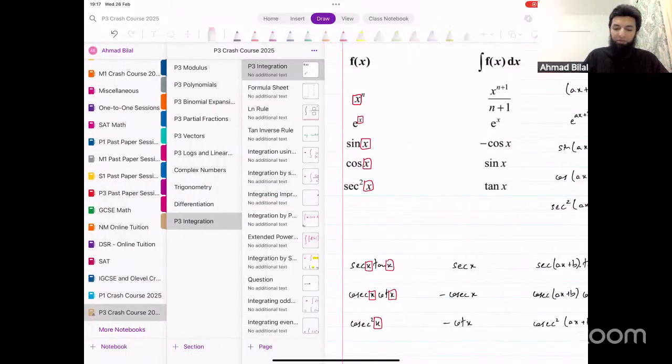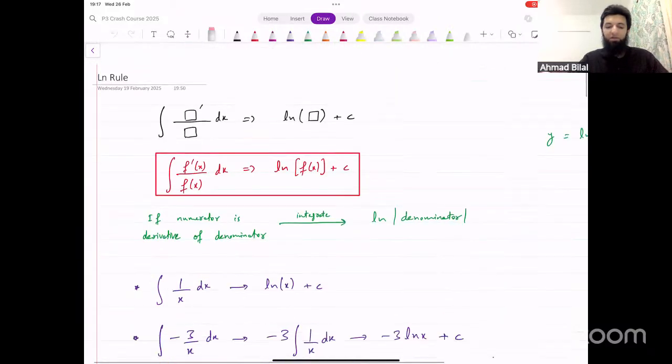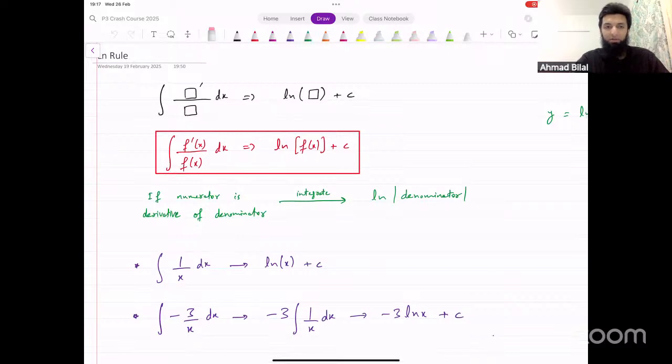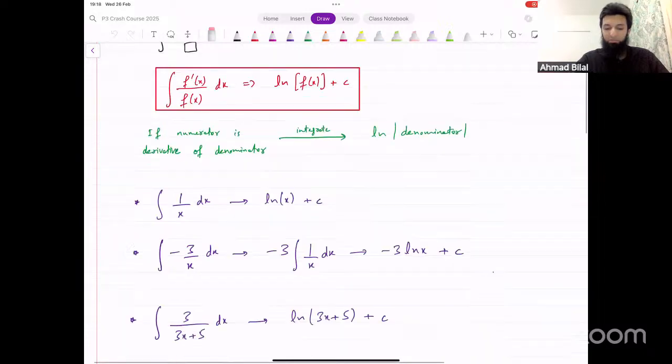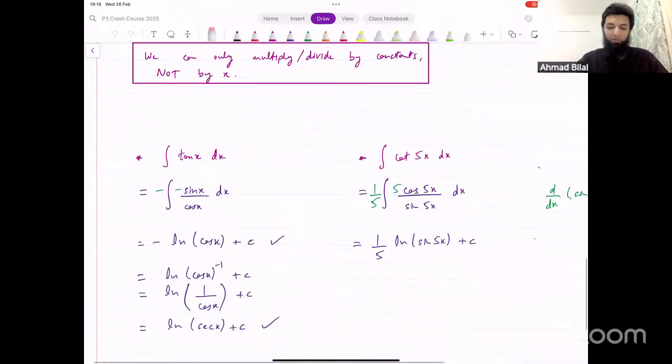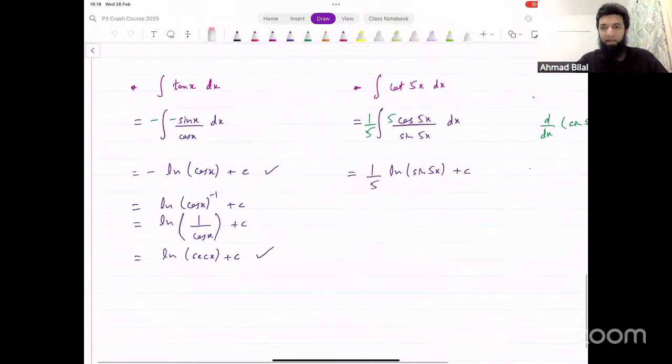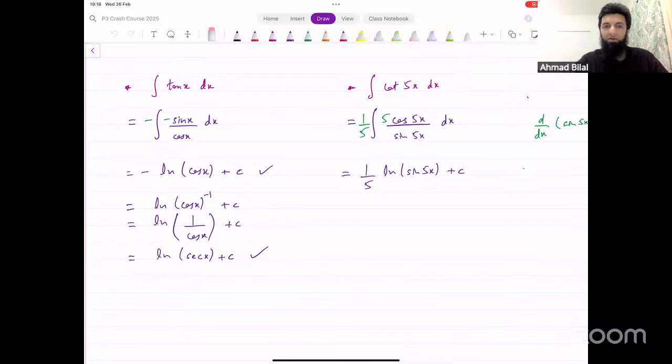Then we talked about the ln rule, which is when the numerator is the derivative of the denominator. In that case, the integral is given by ln of the denominator, right? We did a number of examples in this. You need to remember that tan and cot both are integrated using this rule as well.